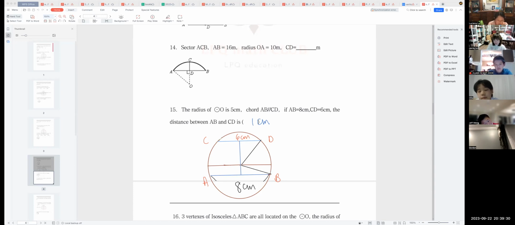AB is 8 centimeter, CD is 6 centimeter, and the radius is 5. So radius equals 5 centimeter. This is very simple. So this one is this one plus this one. Correct? The distance. Seven.